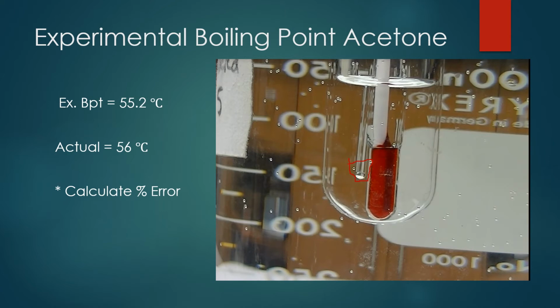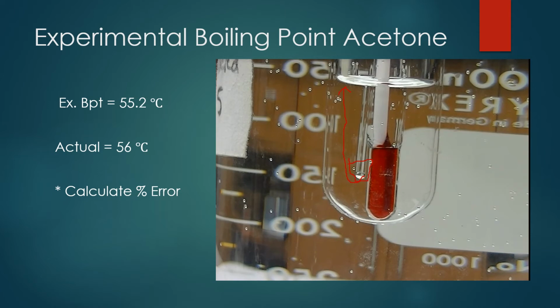What's going to happen is, as we get close to the boiling point of acetone, we're going to see a steady stream of bubbles come out of that capillary tube. When that happens, we remove the test tube from the water bath, and once the bubbles stop and the liquid goes in the capillary tube, that's when we record the boiling point.